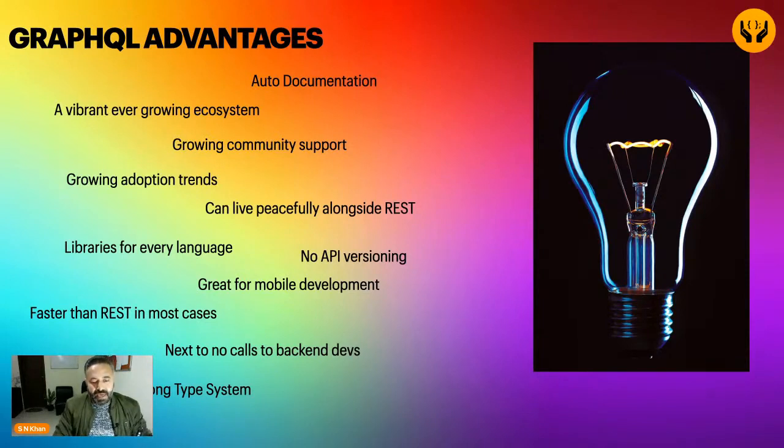There's no API versioning, so all of you are familiar with the pain that is involved in API versioning. There's version 1, version 2, version 3, and migrating everything over is a big pain. With GraphQL, there's no versioning whatsoever, and there are ways in which they manage the change in different API fields.